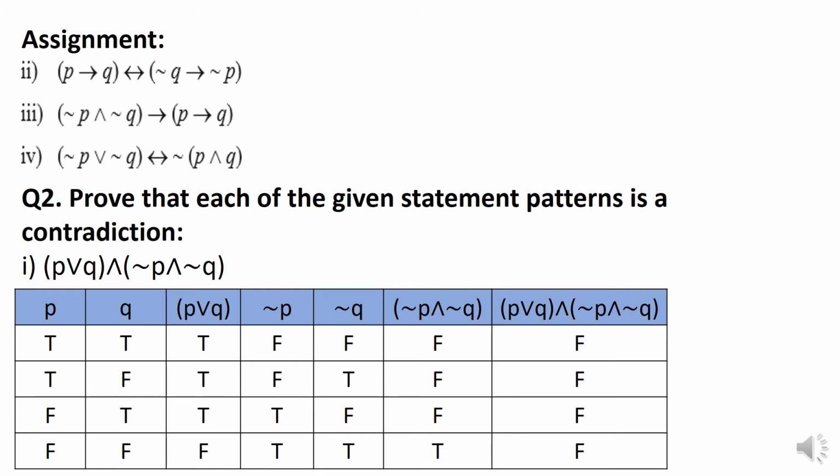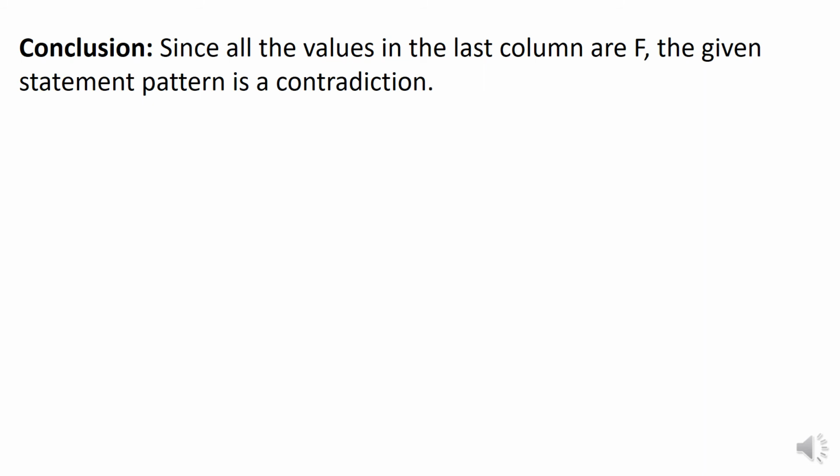You already know how this truth table came about: by writing the individual statements first, and then in the final column writing the final question. You will see that in the last column all values are false. That means your conclusion: the given statement pattern is a contradiction. The conclusion is written here.